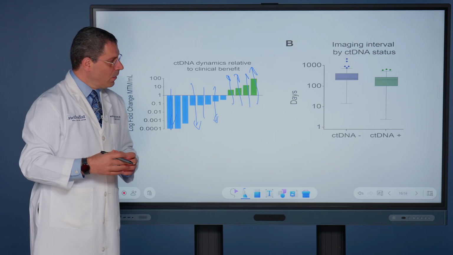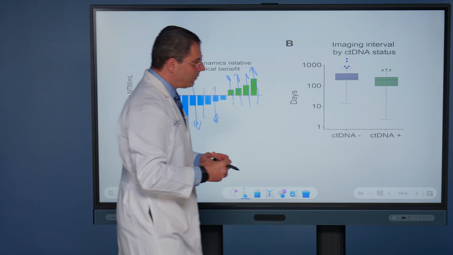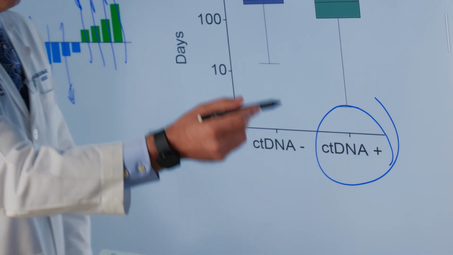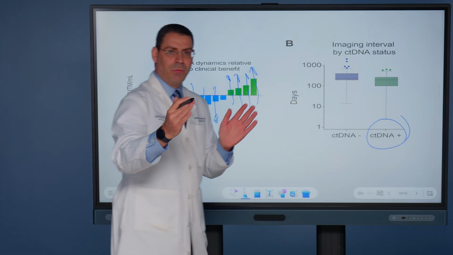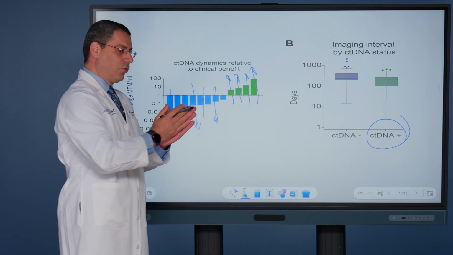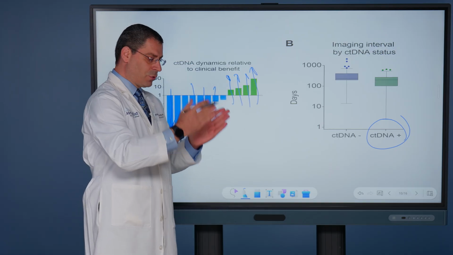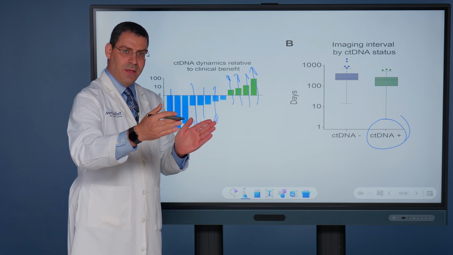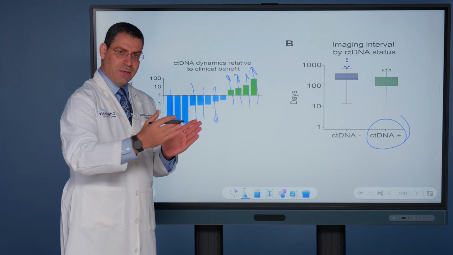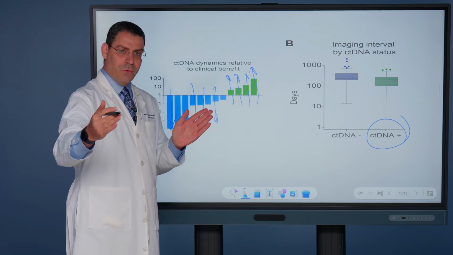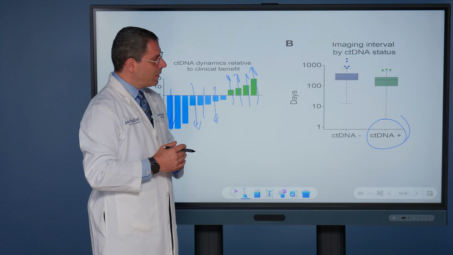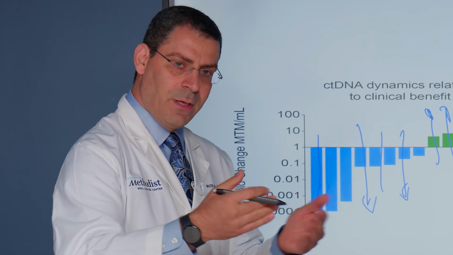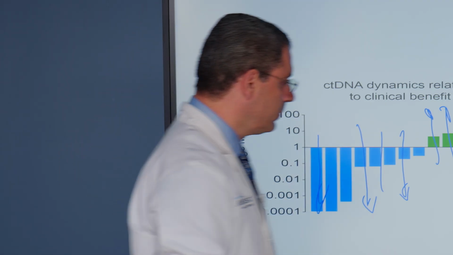What's also important is that we found, in our clinical practice, that when we have ctDNA positivity, this is associated with a decreased interval between images. If the patient is on treatment and we're doing a ctDNA test, and the test becomes positive and stays positive, this will trigger us to do an earlier scan rather than waiting for 3 months or sometimes 4 months. So the data have shown that positivity of ctDNA decreases the interval of imaging and may help us make a clinical decision.